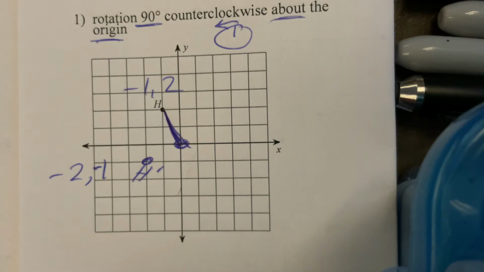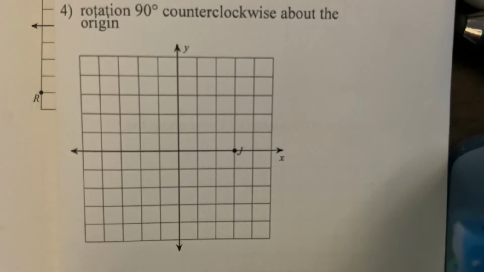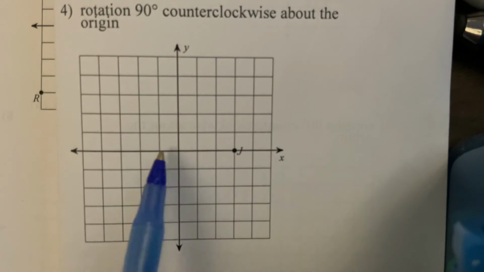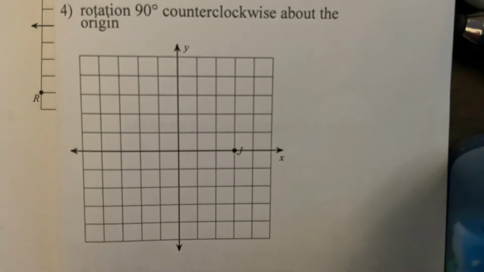So skip over to number 4, because number 4 is a counterclockwise rotation, 90 degrees, just like the one we just did. Take a shot at doing that one yourself, please. Remember, step 1, you're going to draw a little swing from the origin, because for every one of these, the center will be the origin.